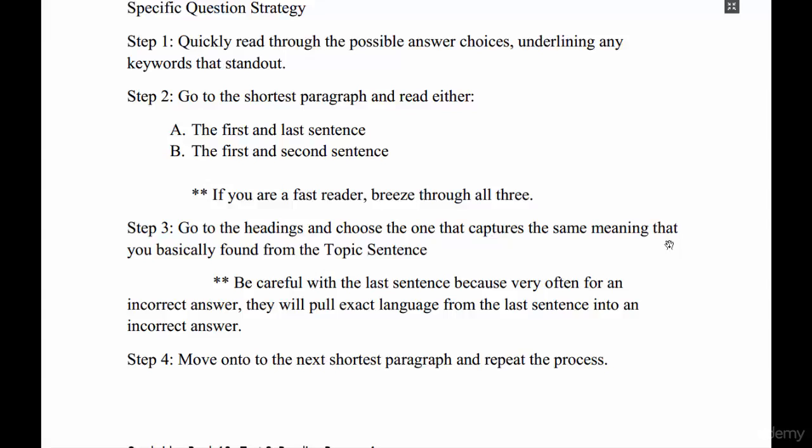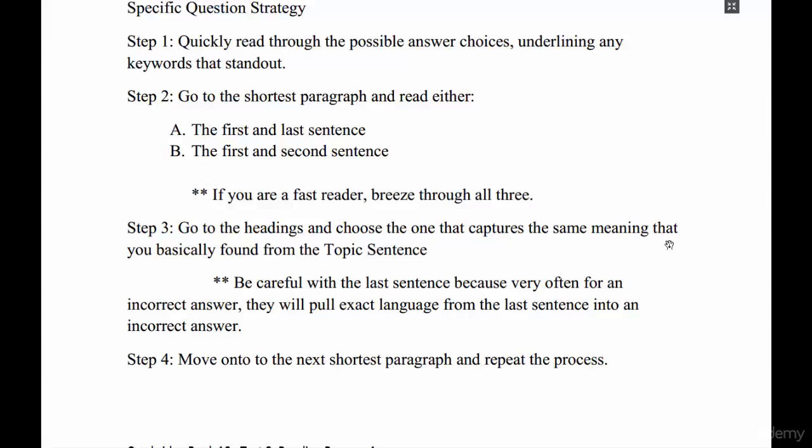Your first sentence, the topic sentence, is so important, as it will shed light and give you the bulk of the information you really need. It's not about picking the same words that you see.